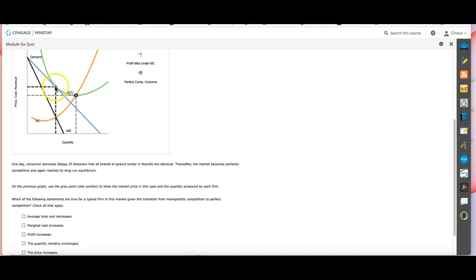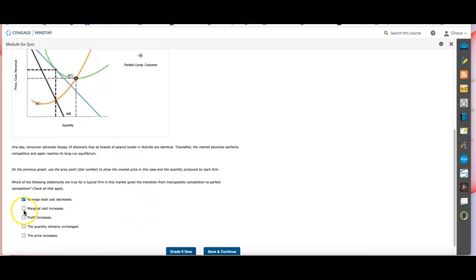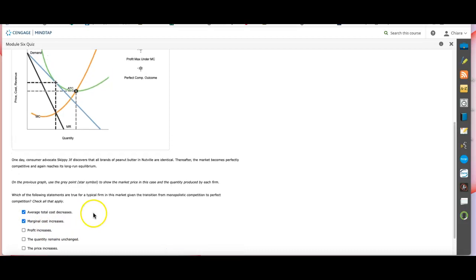So that's true, because in a perfectly competitive market, we're looking at the minimum, the lowest average total cost. That is where a perfectly competitive market produces. The marginal cost increases. So here we had a marginal cost that was lower, and as it went up, right, to intersect the average total cost, that is also true. The profit increases.